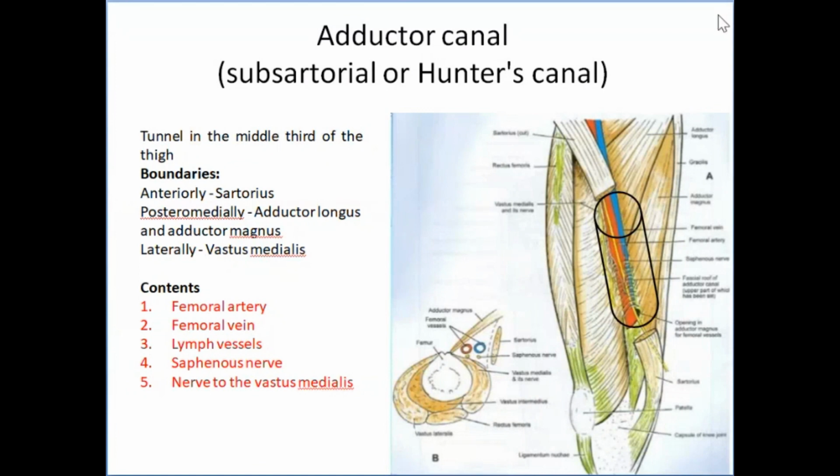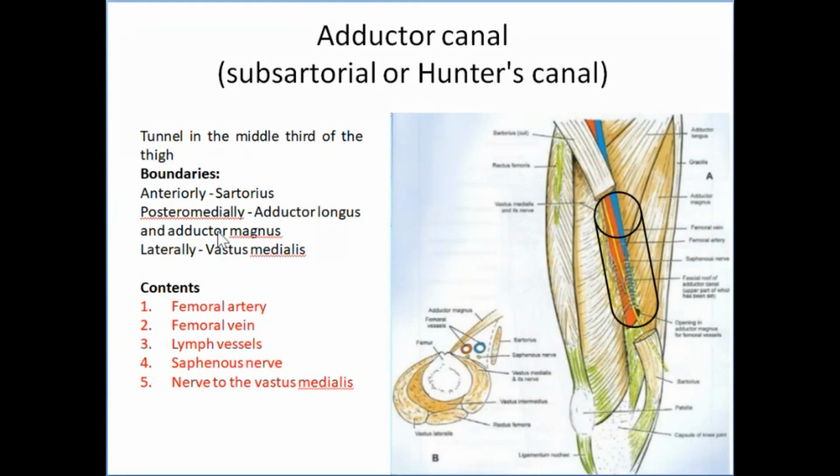I cannot use the pen here, so I can show you that below the triangular canal you have the canal. So this is the subsartorial canal or Hunter's canal. It is the tunnel in the middle third of the thigh. Anteriorly it has sartorius. Posteromedially it is the adductor longus and adductor magnus, and laterally you have vastus medialis, this muscle. So we have models. We don't have these contents present, but the muscles are present, so you can try to find out the triangle and adductor canal.